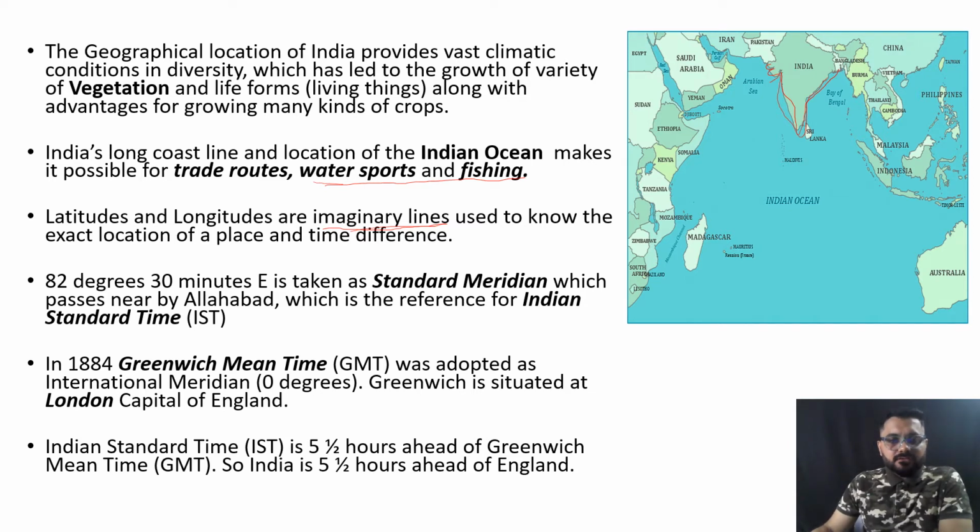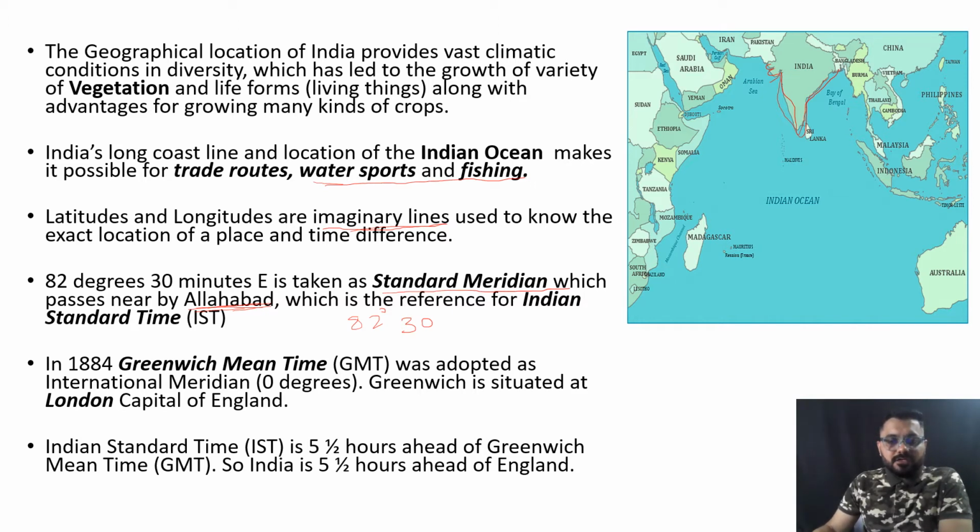Moving forward, children, 82 degrees 30 minutes east is the standard meridian. Now, this is important, children. This is the standard meridian of India. India follows this standard time zone, which is called Indian Standard Time, and this standard meridian passes through a place called Mirzapur, which is near Allahabad. Very important from the examination point of view. They might ask you what is the standard meridian of India. So you have to say 82 degrees 30 minutes, or you can just say 82 and a half degrees east.